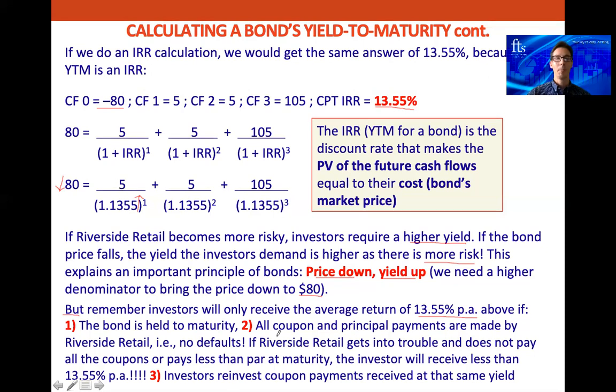Number two, all coupon and principal payments must be made by Riverside Retail, so there must be no default by them. So let's say Riverside Retail get into trouble now, and they don't pay all the coupons, or they pay less than par at maturity. Then what will the investor get at the end of the day? At the end of 3 years, the investor is going to get less than 13% per annum.